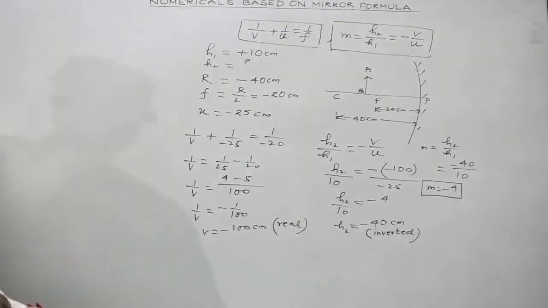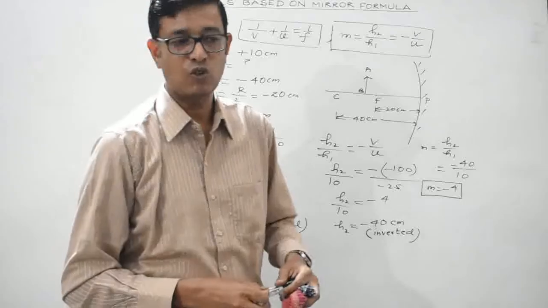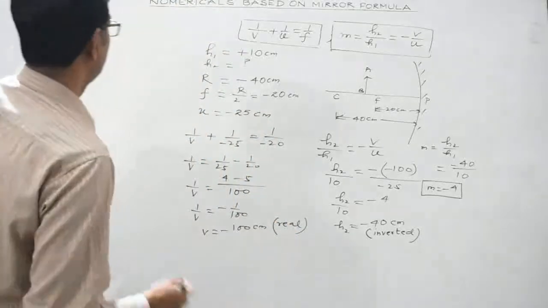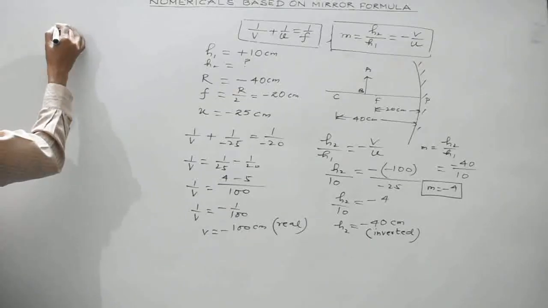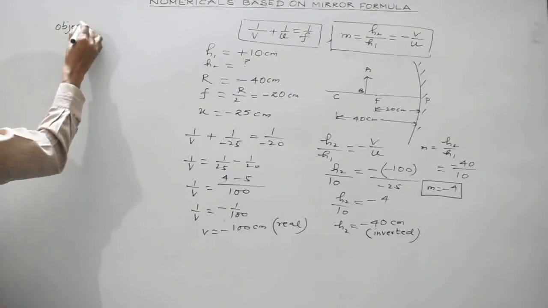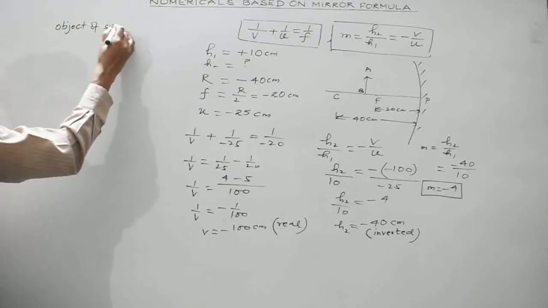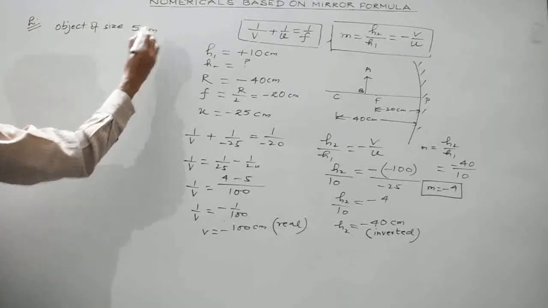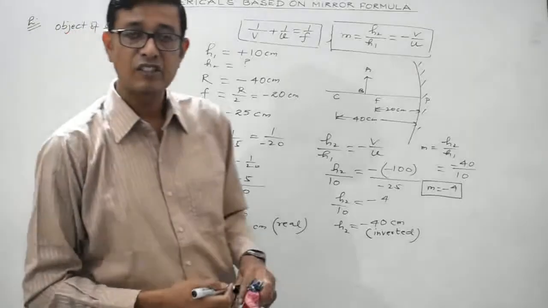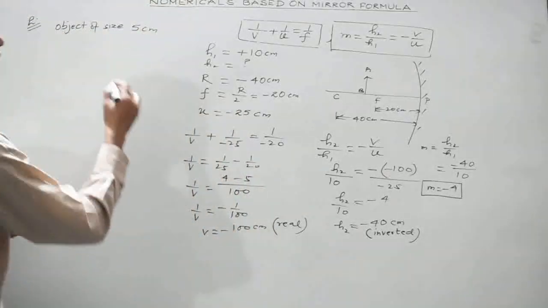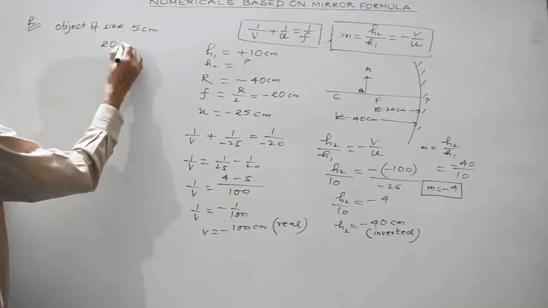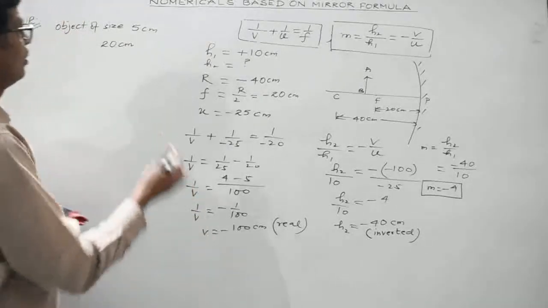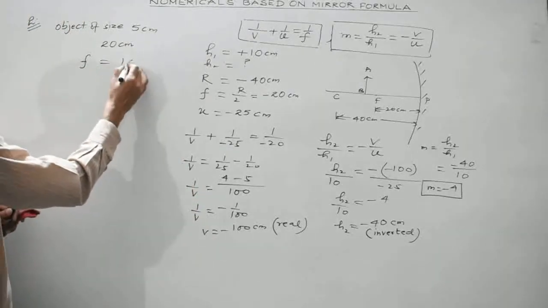Let us assume it's again a question based on your theoretical knowledge. Let us assume an object of size, this is the second numerical we are doing, 5 centimeter, be placed at a distance of 20 centimeter in front of a concave mirror of focal length 10 centimeter.